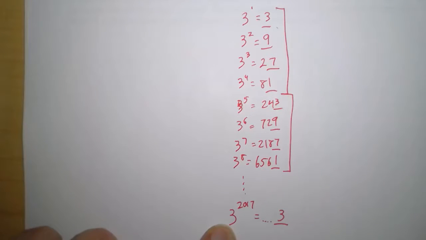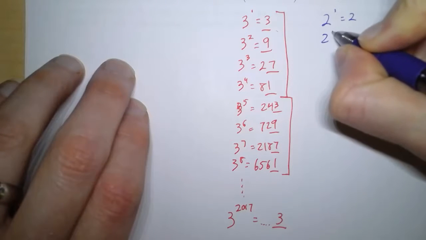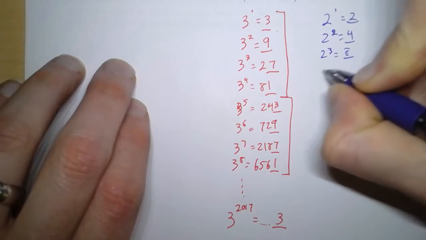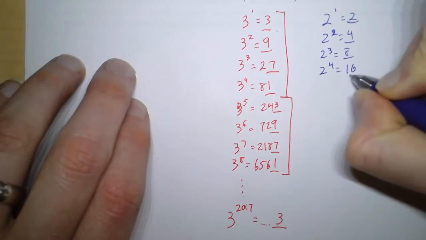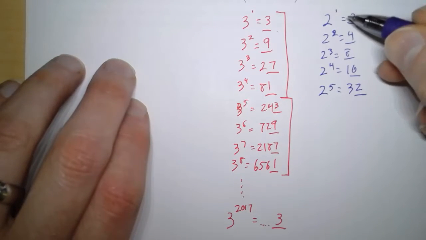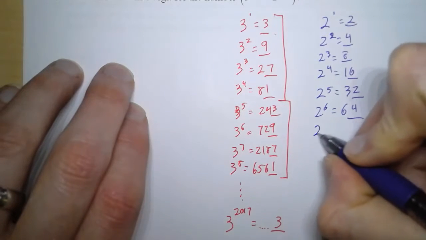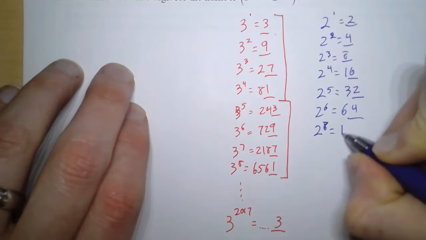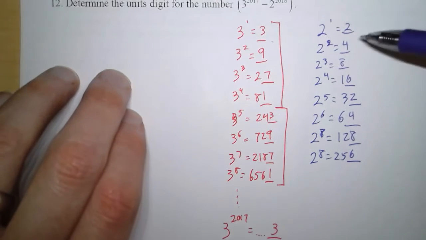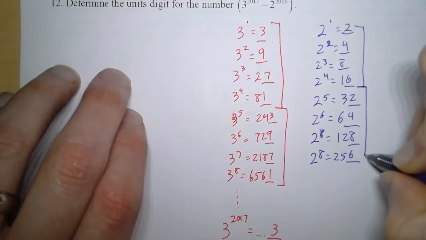Now, what about 2 to the 2016? Guess what? A similar pattern emerges. 2 to the first is 2. 2 to the second is 4. 2 to the third is 8. 2 to the fourth is 16. 2 to the fifth is 32. It's already started to repeat. 2 to the sixth is 64. 2 to the seventh is 128. 2 to the eighth is 256. So you have 2, 4, 8, 6, 2, 4, 8, 6. It again goes in a cycle of 4.